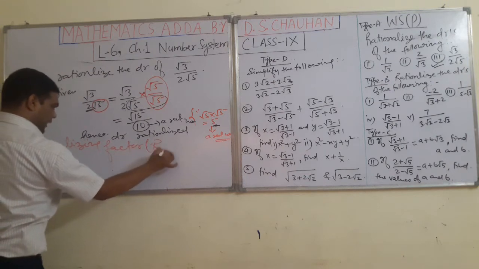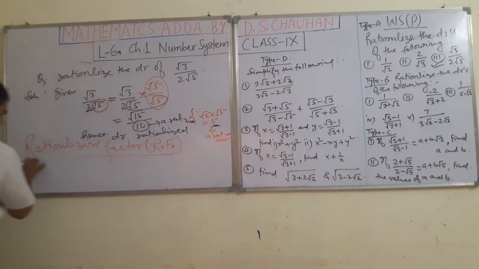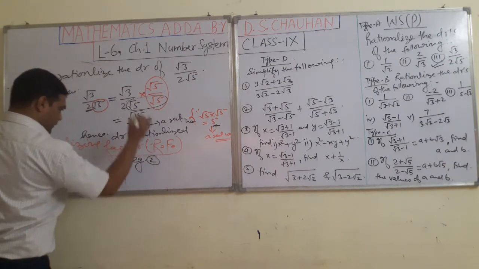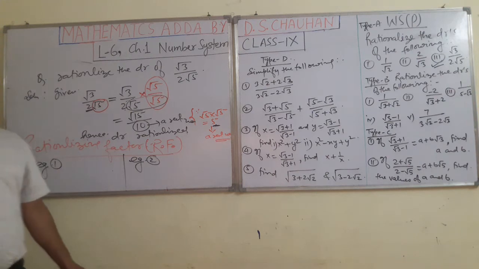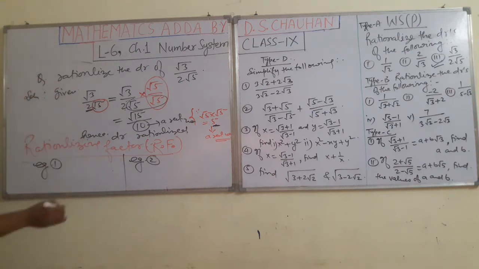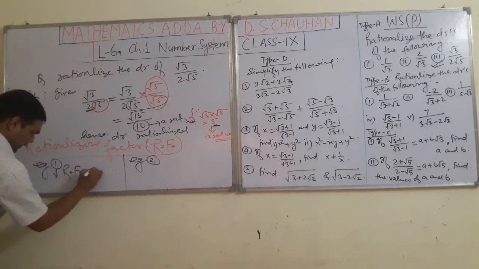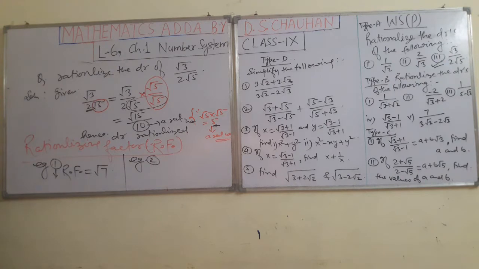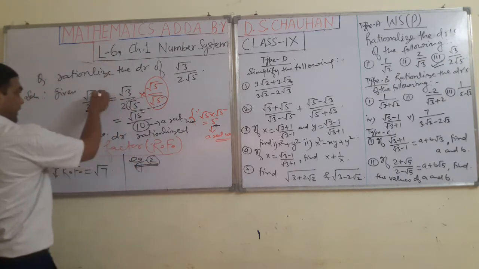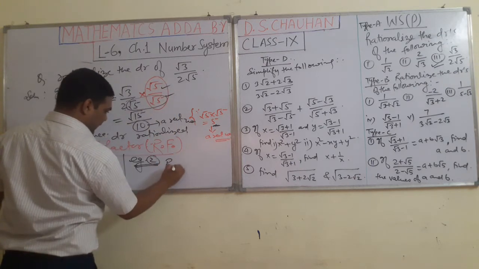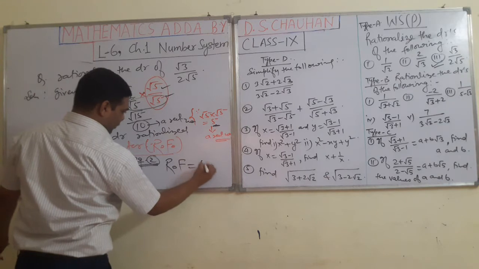Rationalizing factor, inside we will write RF. Try to understand the first case and the second case. See, in the first example we have multiplied the numerator and denominator by under root 7. So in the first example, the rationalizing factor is under root 7. And in the second example, we have multiplied the numerator and denominator by under root 5, so the rationalizing factor here is under root 5.